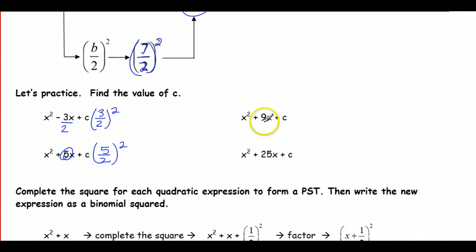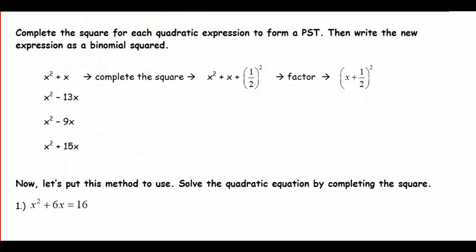In the next example, since my b value is 9, my c value would be 9 over 2 squared. And down here, my b value is 25, so my c is 25 over 2 squared. All right, now let's look at how that's going to help us when factoring.